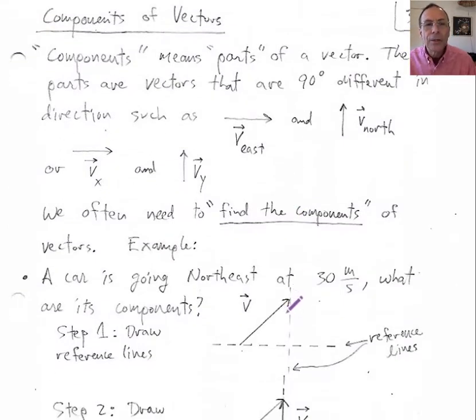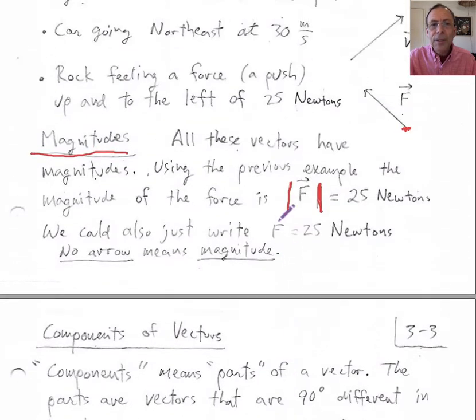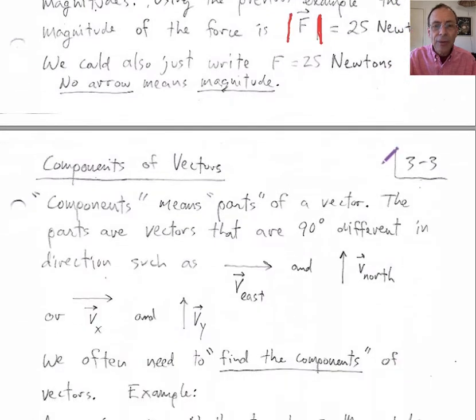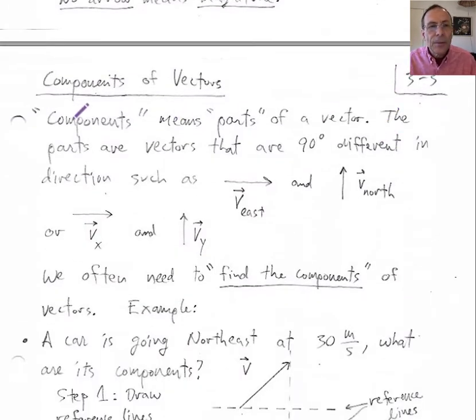Now, the next thing we need to learn for vectors is the process of finding the components of the vector. So in the previous example here, this vector is going up and to the left. And so we say, well, it has an up component and a left component. That means that the components are the parts of a vector, and the parts of a vector are always going to be 90 degrees in different directions.